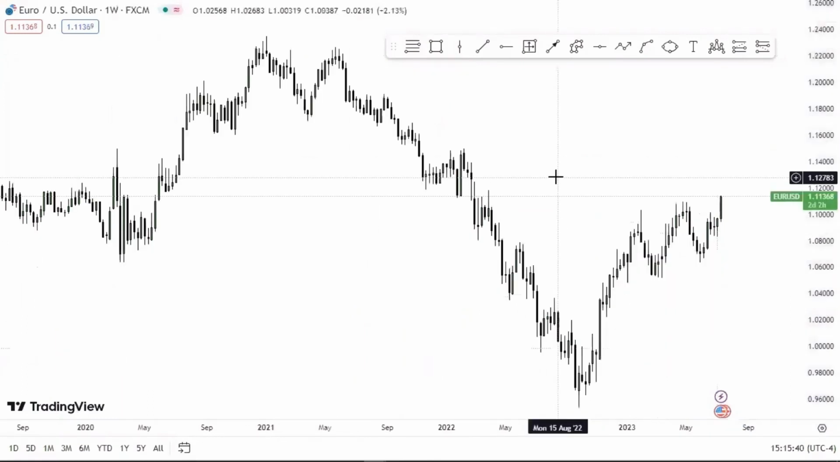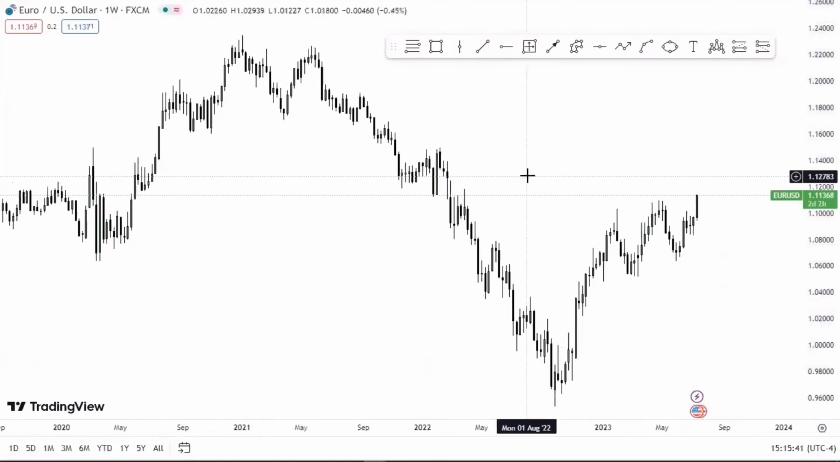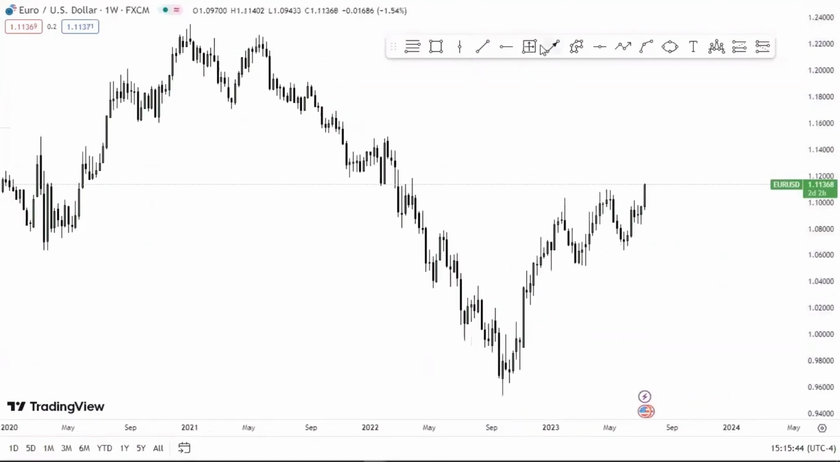So I noticed that what I teach, you don't need candlestick patterns. That's why I stopped teaching them. So this is a chart, the forex candlestick chart.